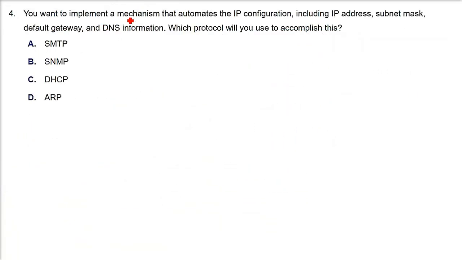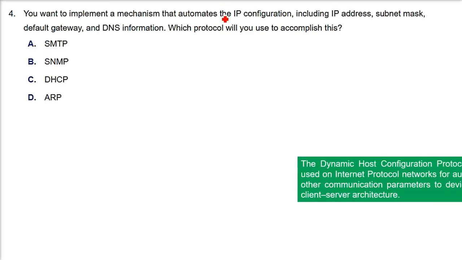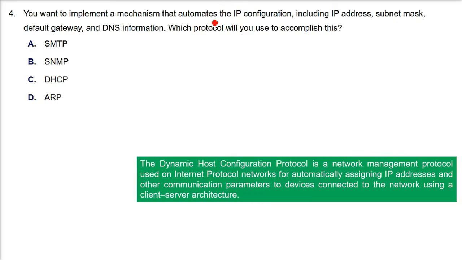You want to implement a mechanism that automates the IP configuration, including IP address, subnet mask, default gateway and DNS information. Which protocol will you use to accomplish this? We just talked about DHCP. DHCP is Dynamic Host Configuration Protocol.